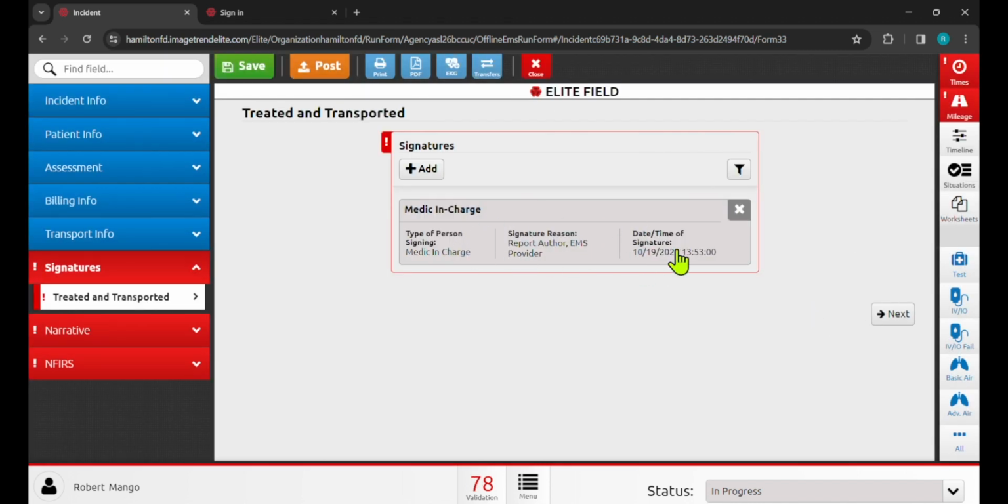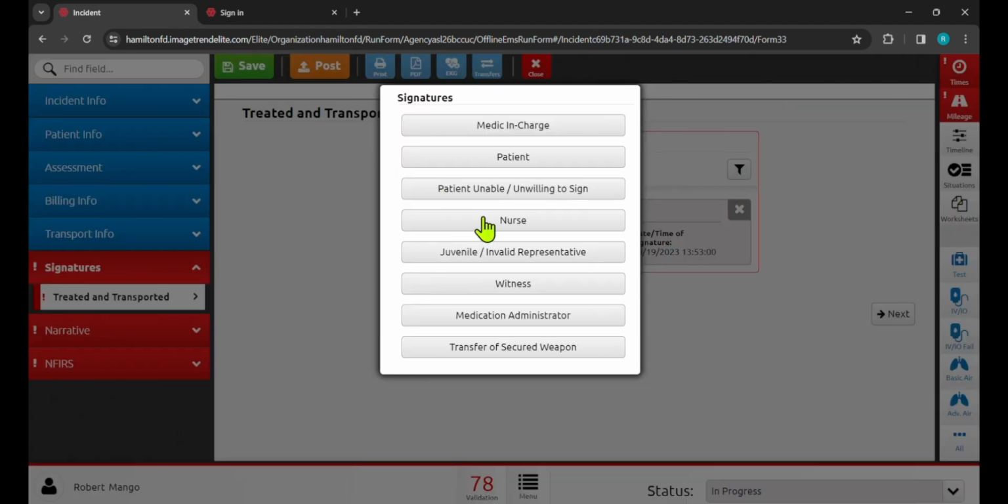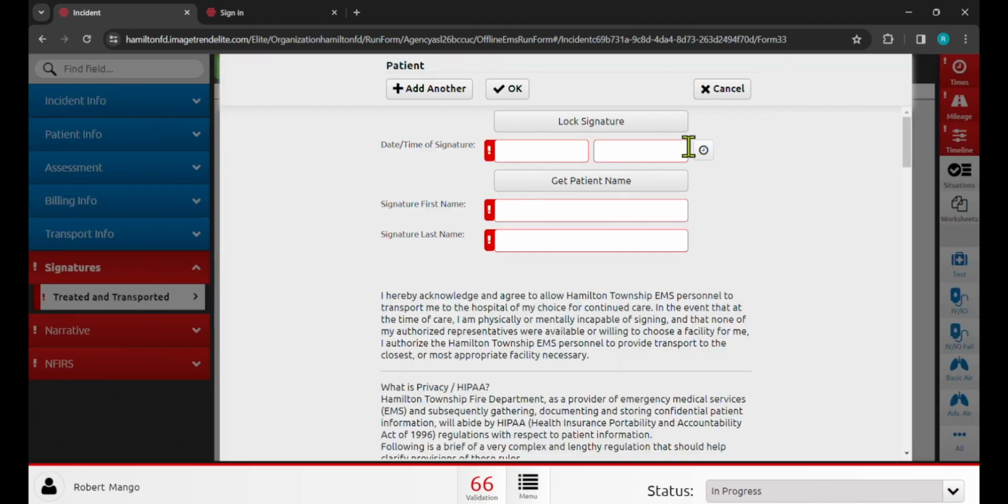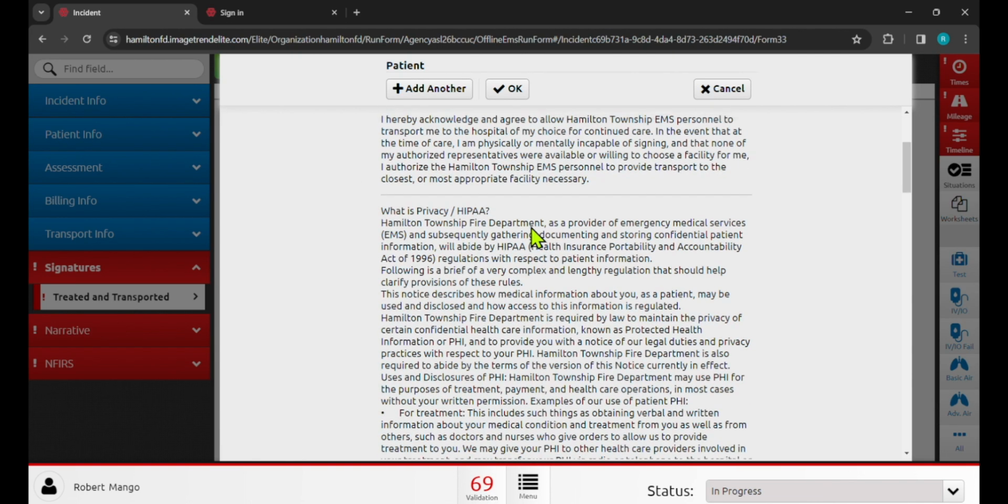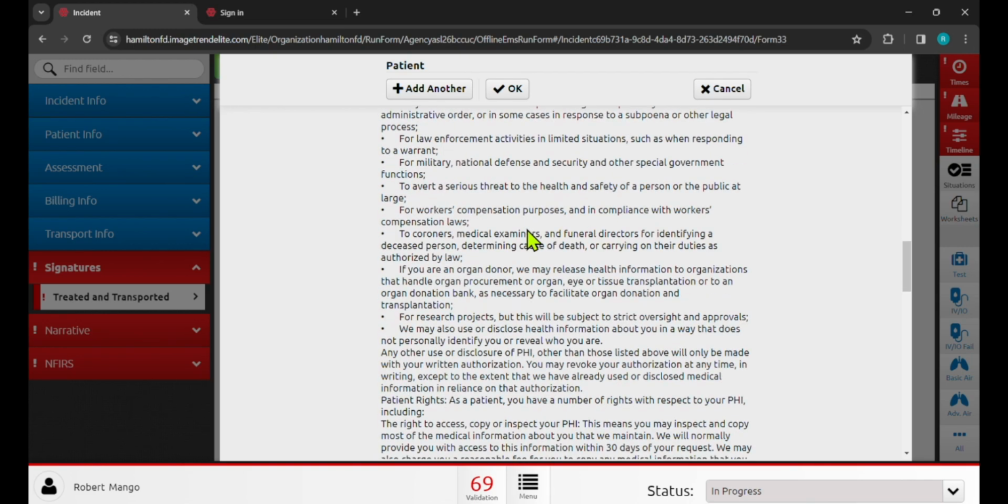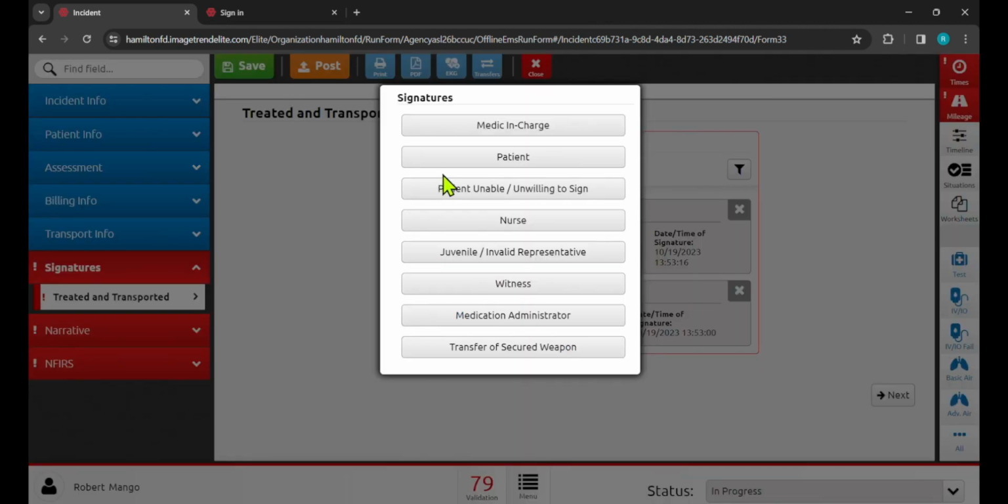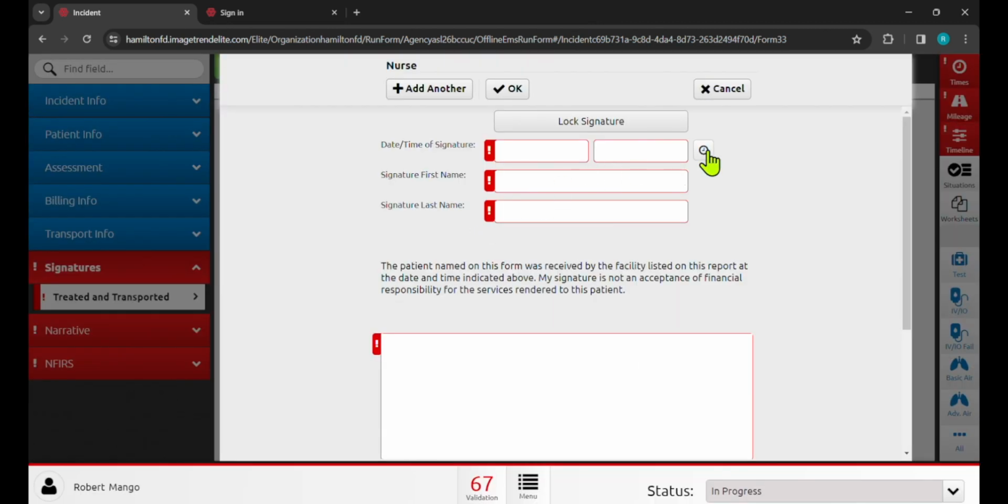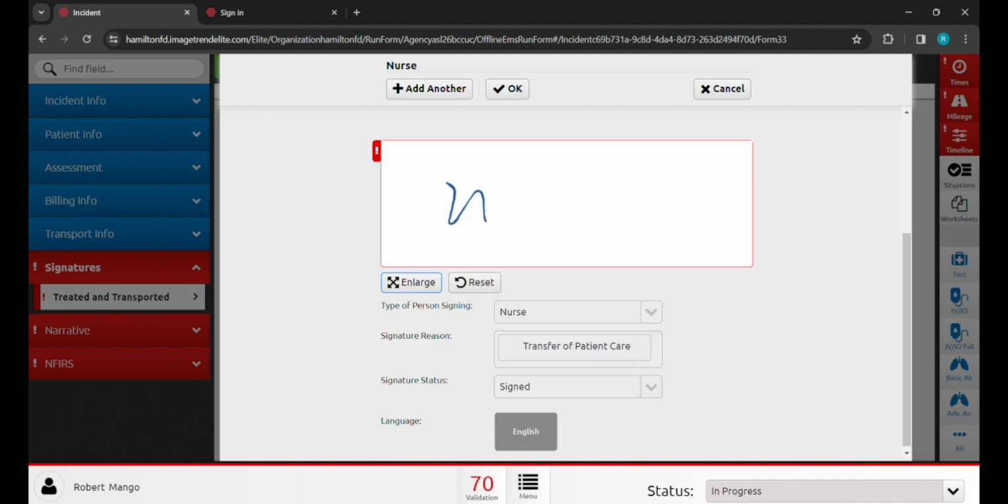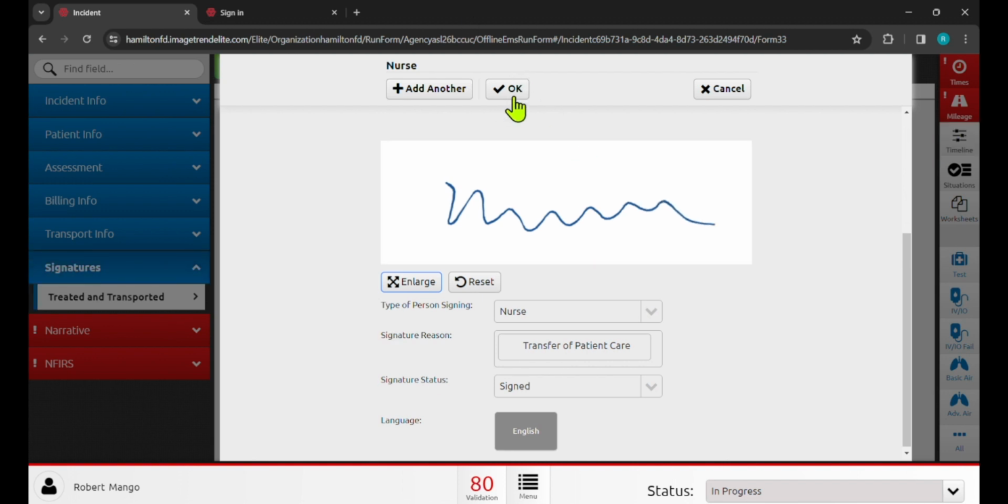Okay. Every run, your signature. We also want to get the patient's signature. And again, we can import their name from the first part of the report. Ironically, I'm treating myself on the way to the hospital. And then we always want a nurse's signature. It usually looks like that.